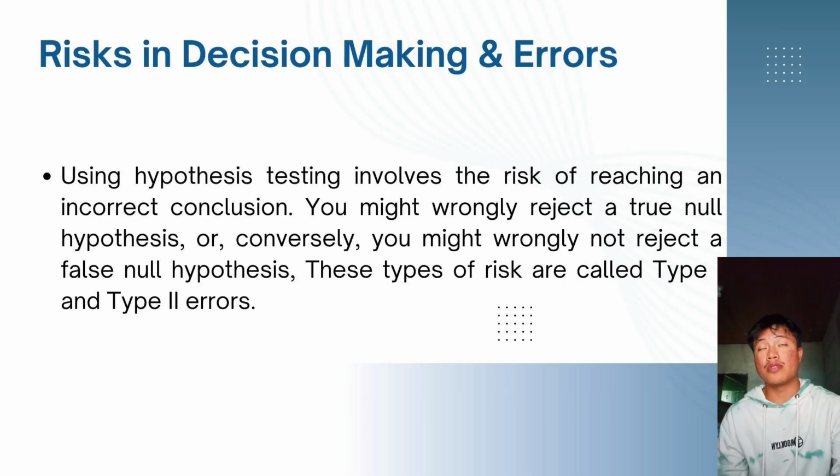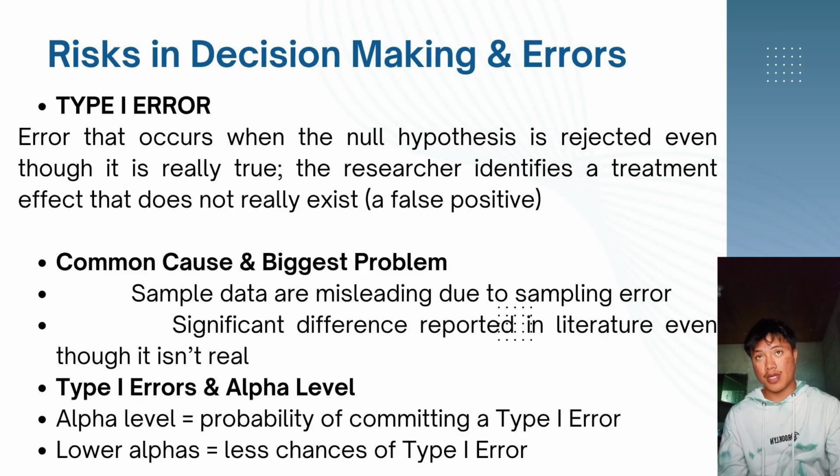So my name is Chester James Guliban, and I'll be discussing further about hypothesis testing: risk in decision making and errors. Using hypothesis testing involves the risk of reaching an incorrect conclusion. You might wrongly reject a true null hypothesis, or conversely, you might wrongly not reject a false null hypothesis. These types of risk are called type 1 and type 2 errors.